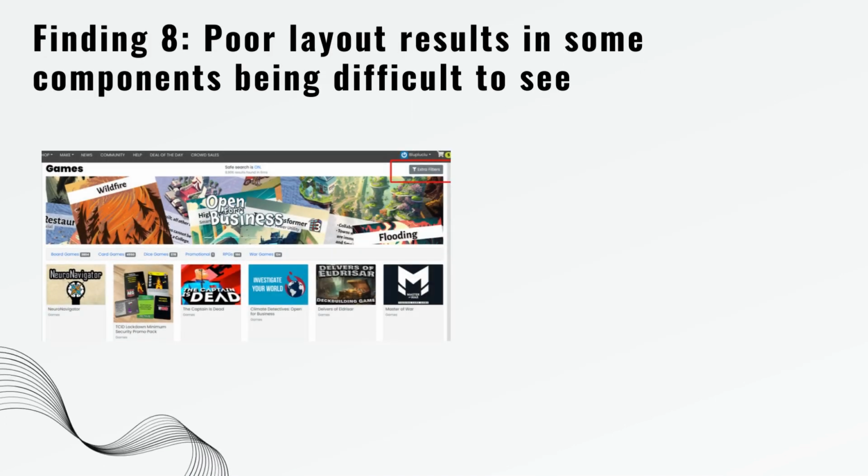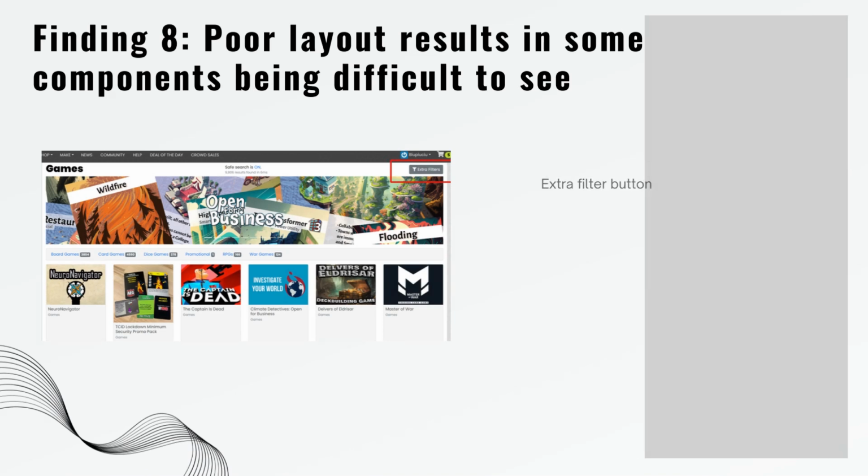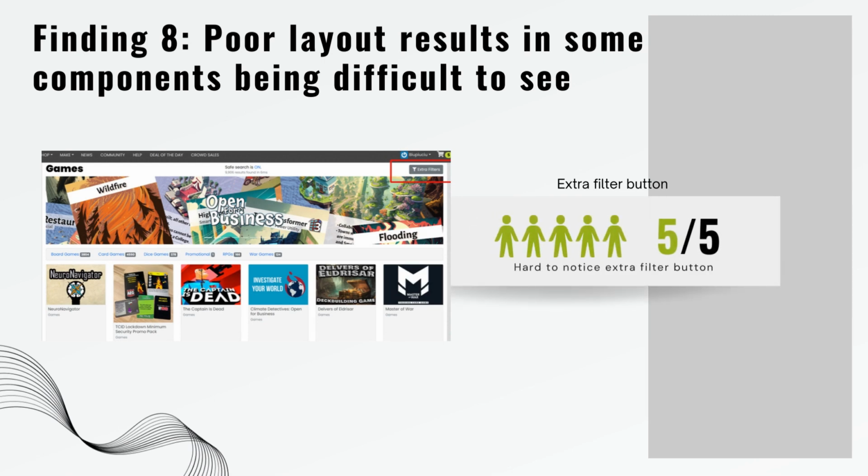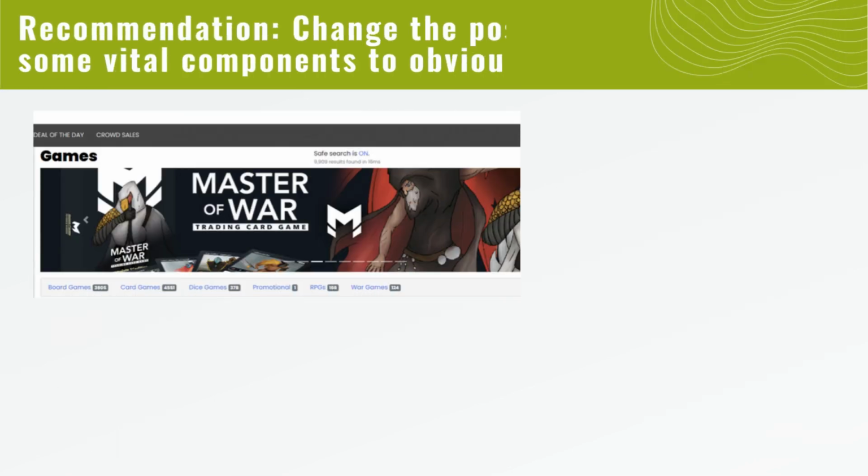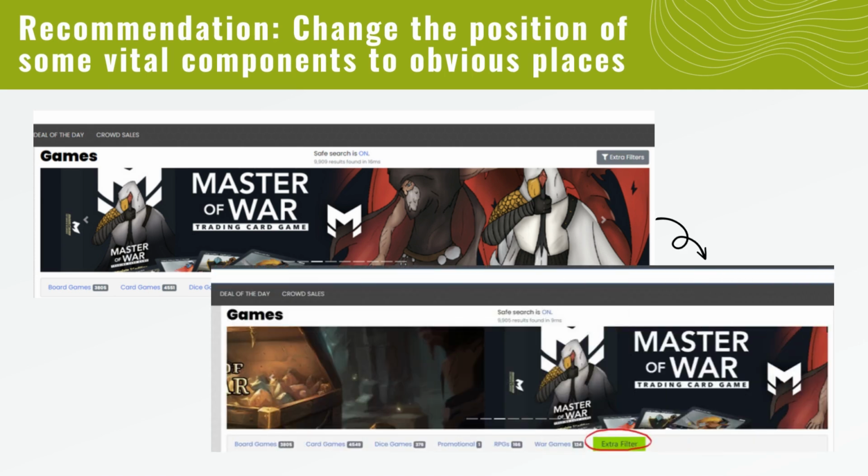The next issue is about the poor layout of the website, leading to some components being difficult to see. In Task 2, all participants found it difficult to find the filter button. The suggestion for these issues is to change the position of some vital components to obvious places.